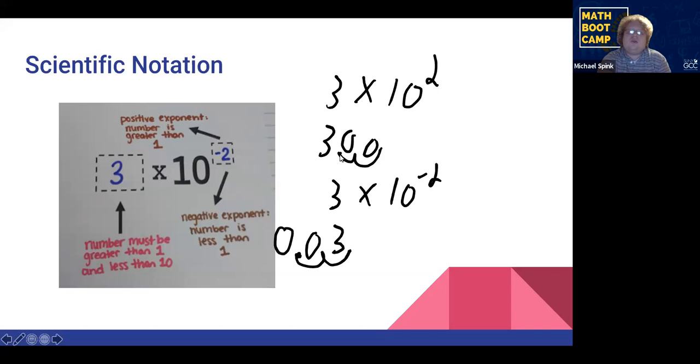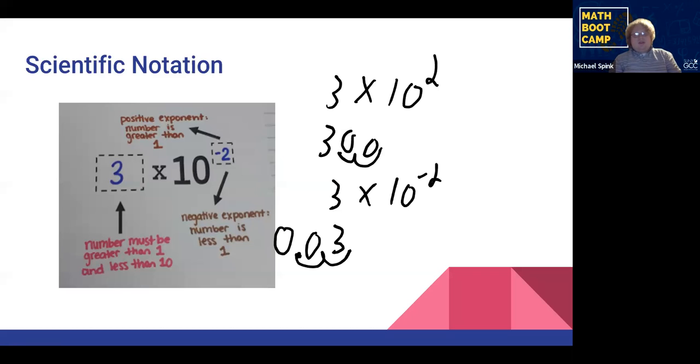A way to quickly do that is to take your 3 and move your decimal point 2 to the right. In doing so, you get back to 300, filling in zeros along the way. When we look at 3 times 10 to the negative 2, what does that really mean? That is going to be a really small number. I'm going to take my 3 and move it 2 decimal places to the left, 0.03, filling in zeros along the way.